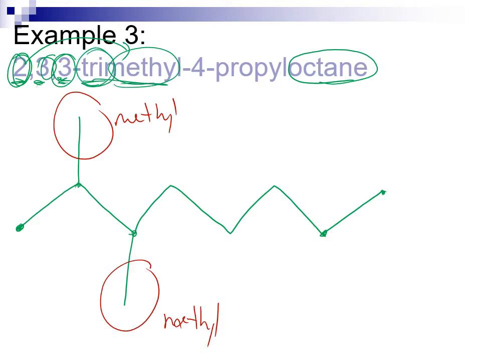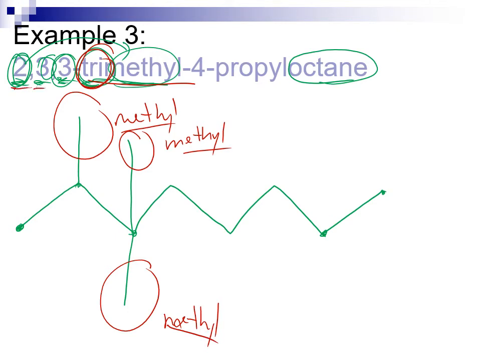There are 3 methyl branches, trimethyl, on 2, 3, and 3. So I'm going to draw another line here on carbon number 3, that's another single carbon branch. So that's my third methyl branch. And this is why it's called trimethyl, because there are 3 methyl branches, and they're on 2, 3, and 3 of the parent.